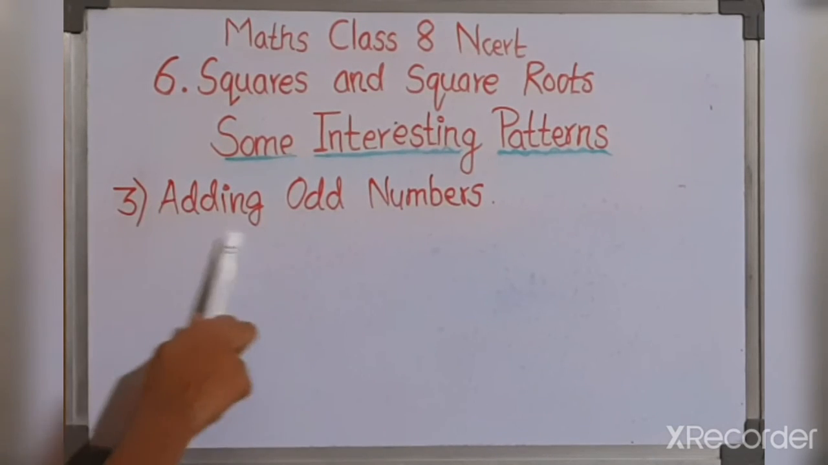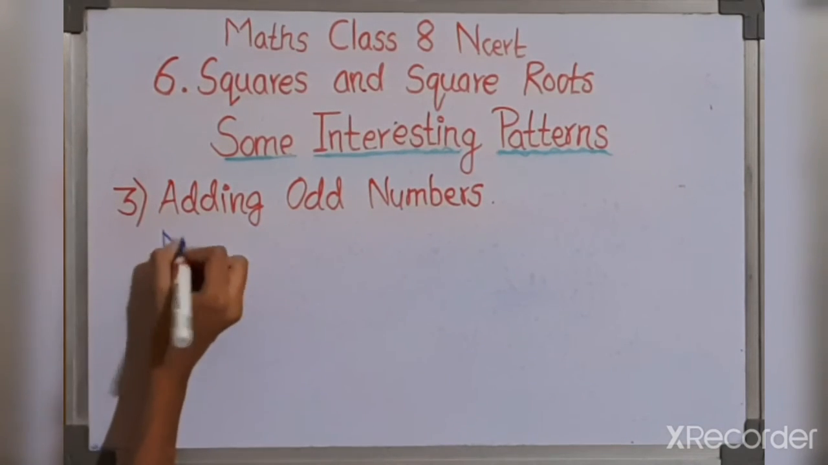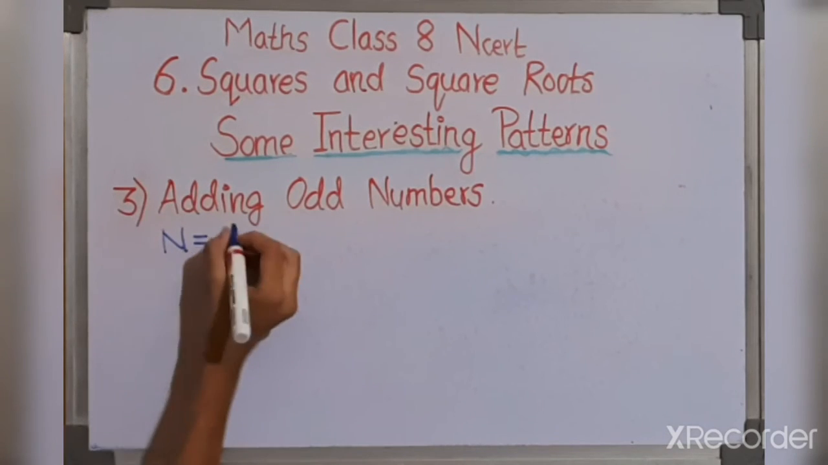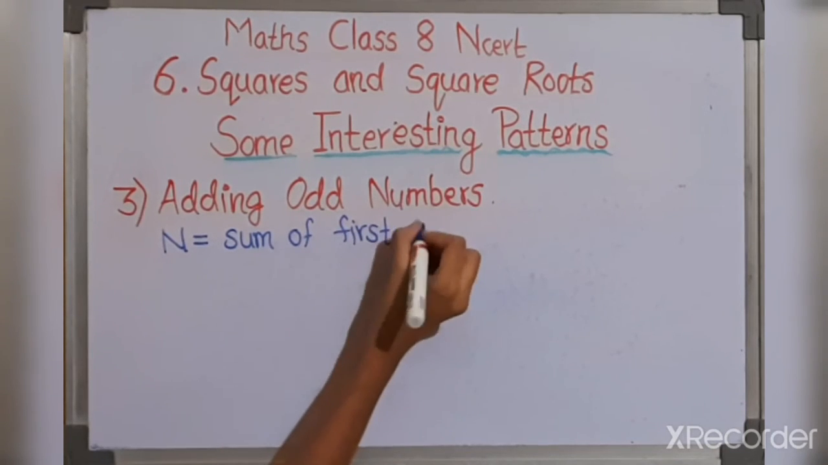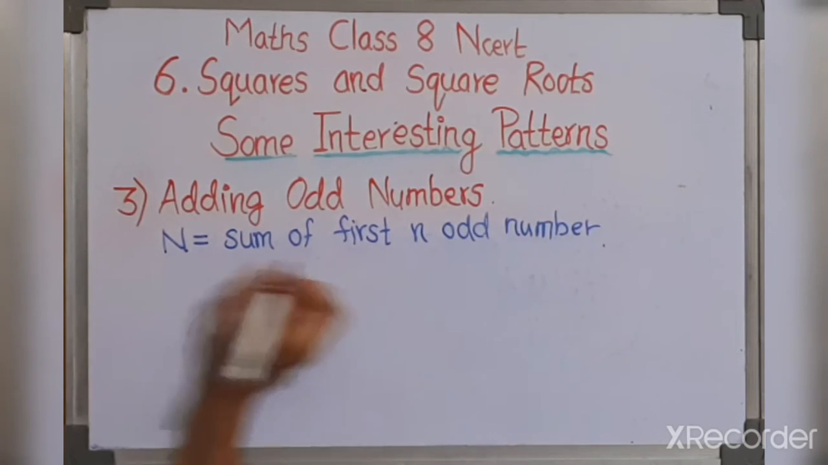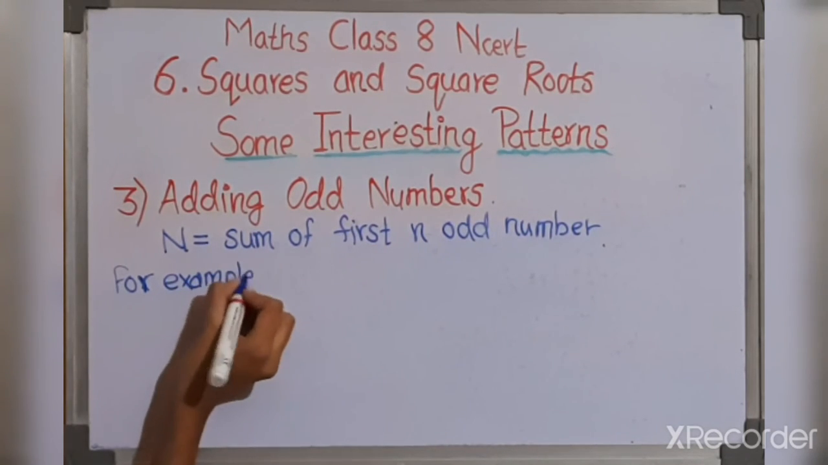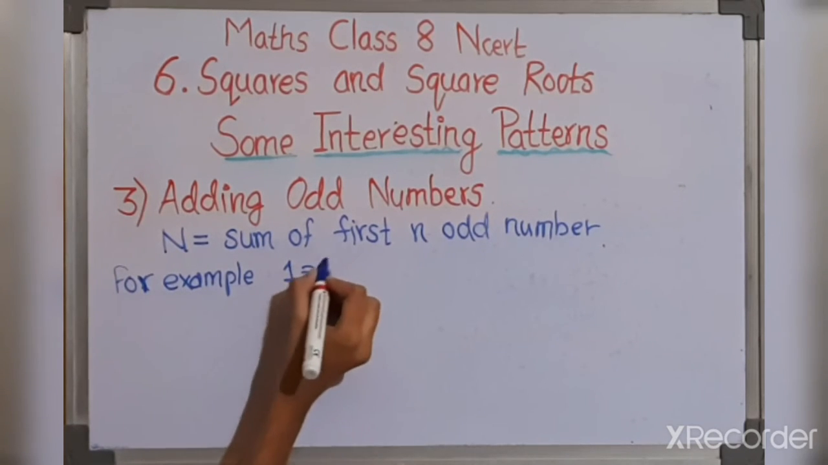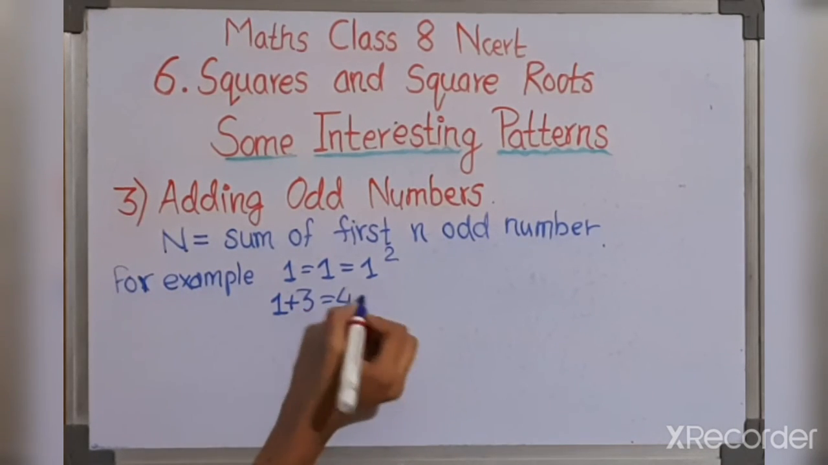The third one is adding odd numbers. The square of any natural number n is equal to the sum of first n odd numbers. Now let's see the example. For example, 1 is equal to 1, which is equal to 1 square. Now 1 plus 3 is equal to 4, that is 2 square.